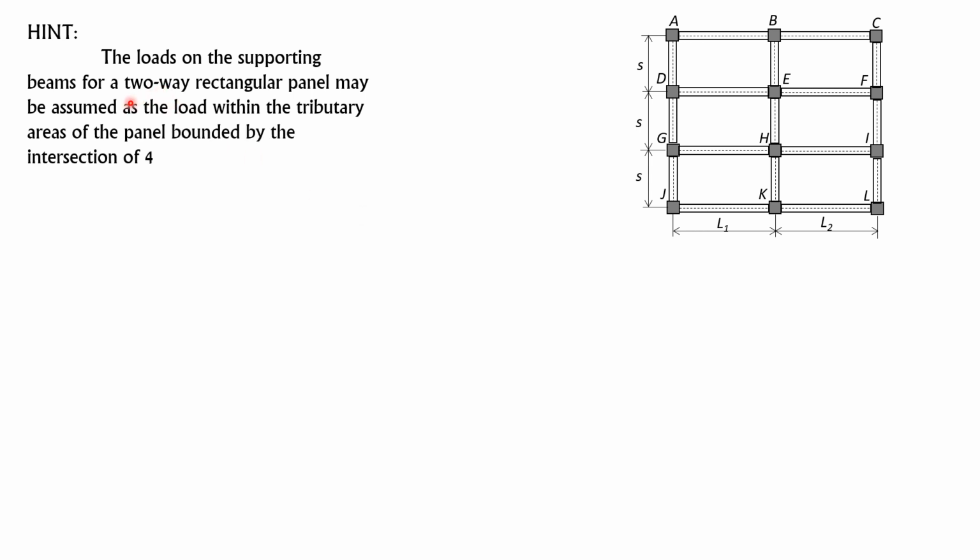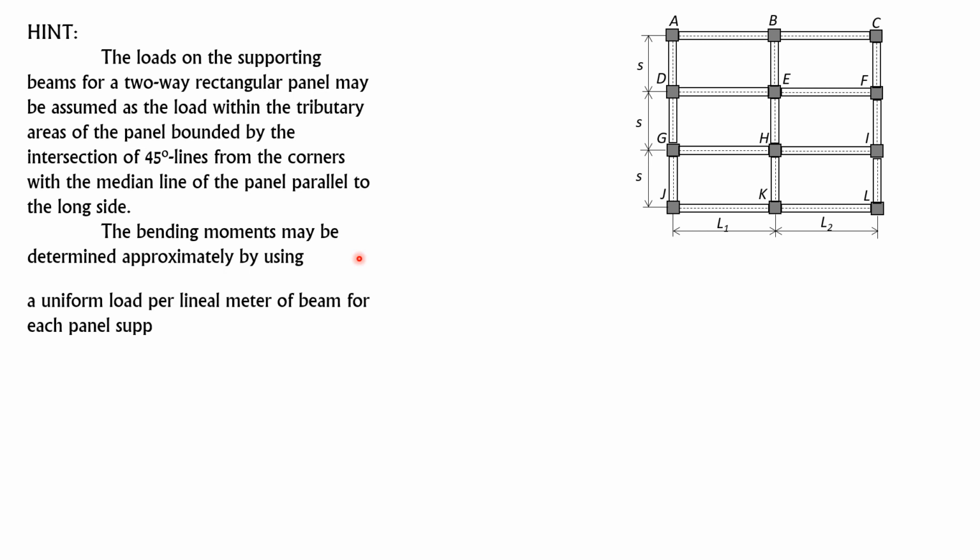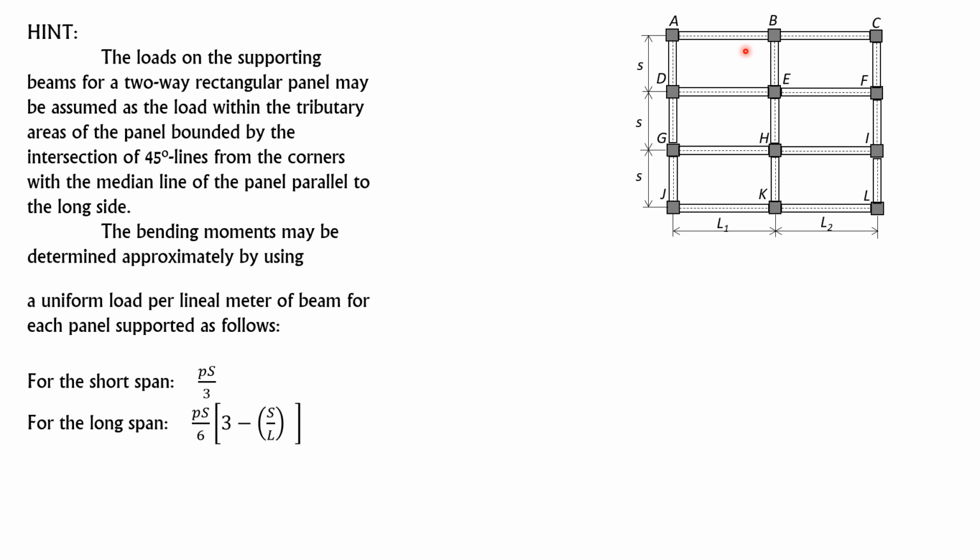The loads on the supporting beams of a two-way rectangular panel may be assumed as the load within the tributary areas of the panel bounded by the intersection of 45-degree lines from the corners with the median line of the panel parallel to the long side. The bending moments may be determined approximately by using these formulas here. So I give you examples on how to analyze floors, how to transmit, how to compute the loads.